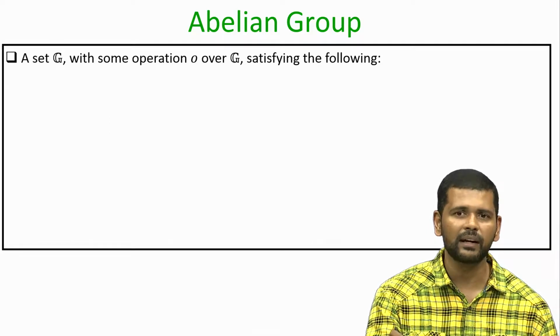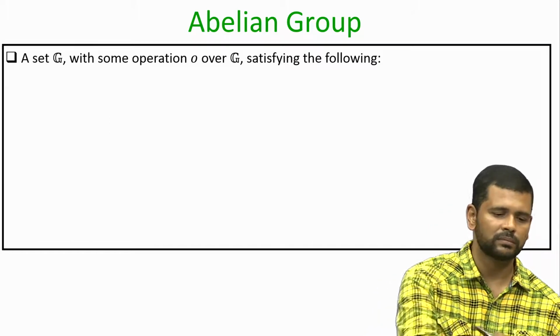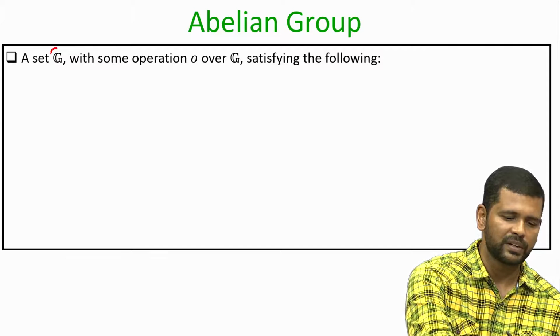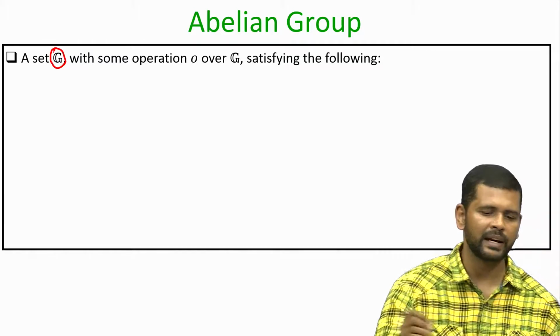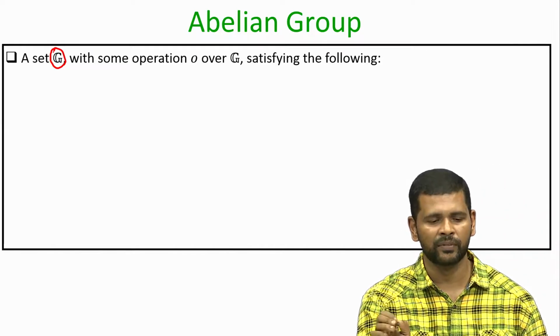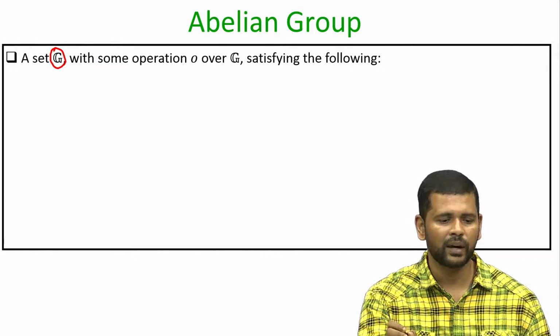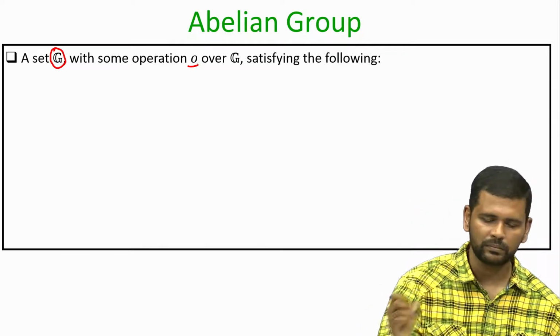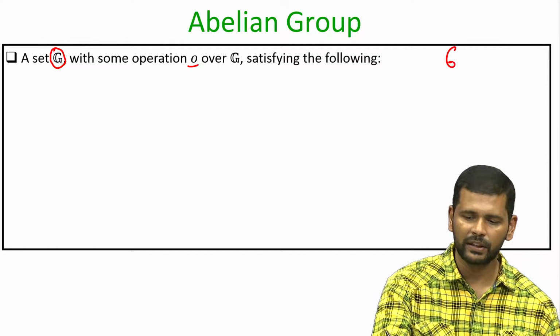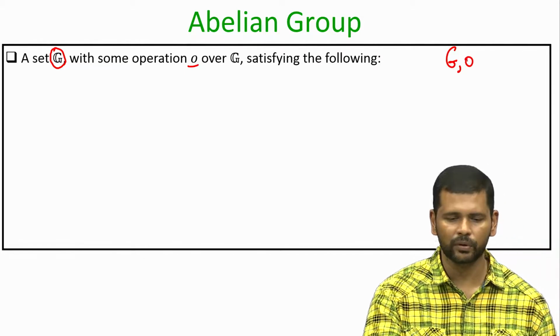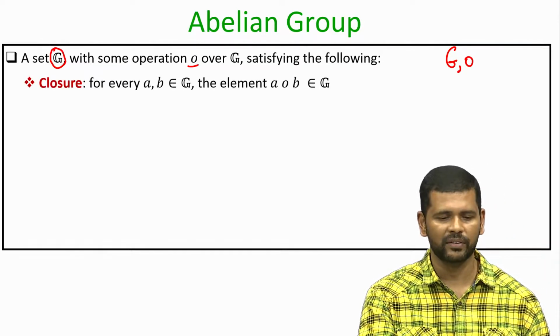So, what exactly is an abelian group? A group basically consists of a set, which could be either finite or infinite, so it has a certain number of elements, and along with that set you have an operation O. We say that the set G along with the operation O constitutes a group if the following properties are satisfied.